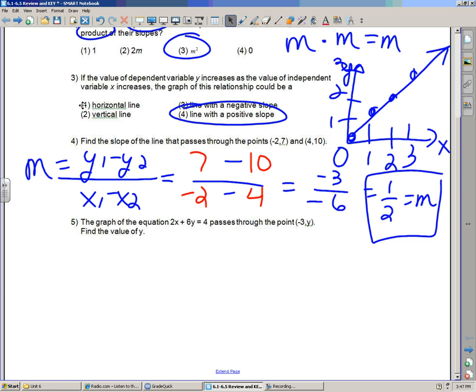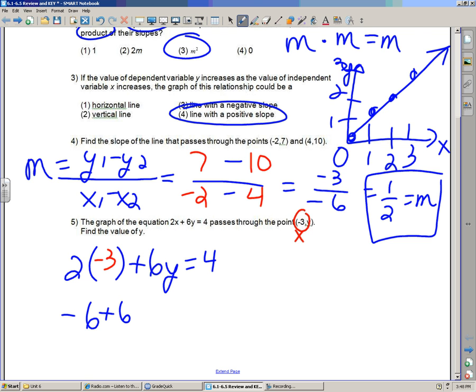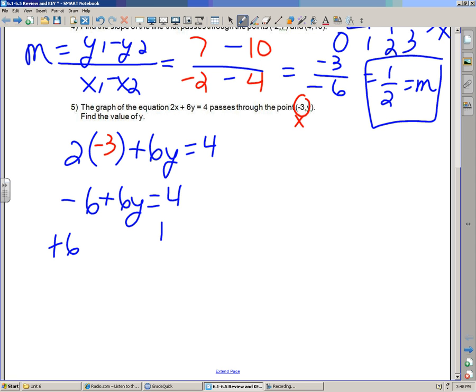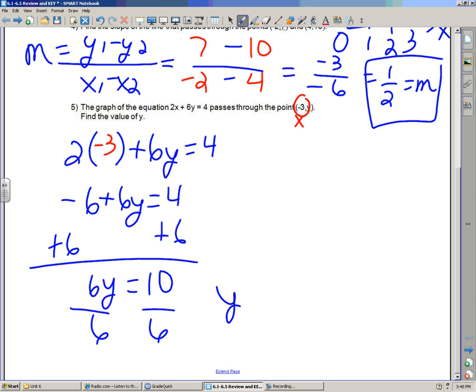If we want to find the graph of the equation 2x plus 6y equals 4, and it passes through the point (negative 3, y), you want to find the value of y. Well, all you have to do is plug in what you know. So the equation says 2x plus 6y equals 4. Well, you know that x is negative 3. When that gets plugged in, negative 6 plus 6y equals 4. And you solve for y: you can add 6 to both sides. 6y equals 10. Divide both sides by 6, and we don't get a whole number, but we get the simplified fraction of y being 5/3.